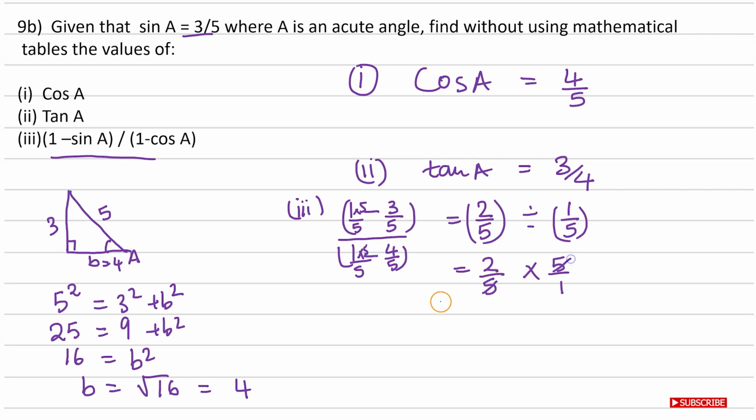This and this cancel, so the value for 1 minus sine A over 1 minus cos A is going to be equal to 2.